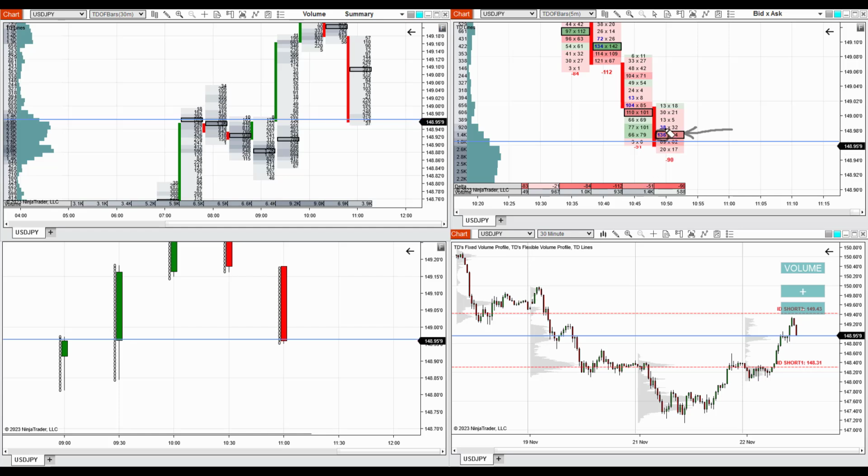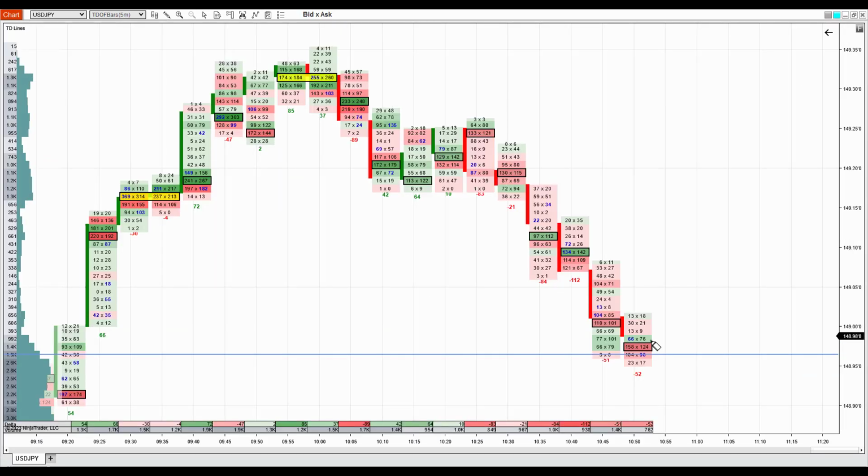But the volumes are not as heavy as I would like them to be. So I'm not convinced yet. I need to see more. Let me go full screen with this one. This is starting to look like an absorption. We have heavy volumes on bid and on ask, and it looks like the market could be absorbing this selling pressure. If I see some more in here, I'll go long.